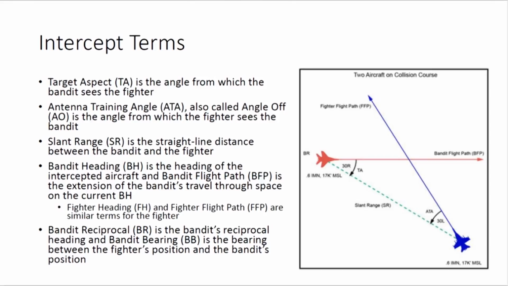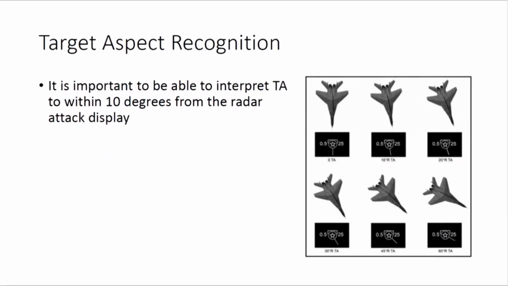The bandit reciprocal is the bandit's reciprocal heading, and the bandit bearing is the bearing between the fighter's position and the bandit's position. So those are some of the common terms we'll be using throughout the training lesson here. An important part of the intercept is recognizing the target aspect. We want to be able to interpret target aspect to within 10 degrees from the radar attack display. It's that target aspect that really establishes the initial conditions of your intercept.